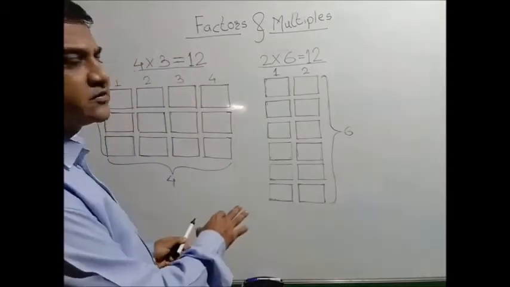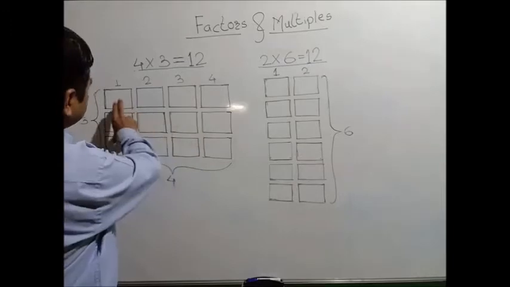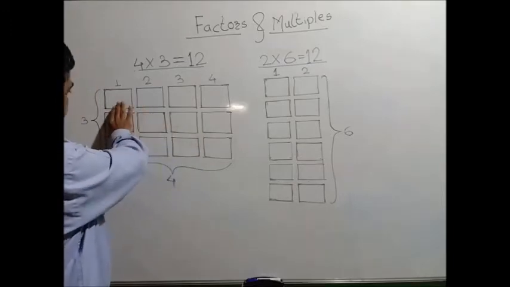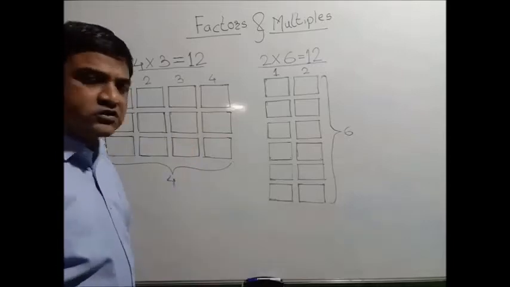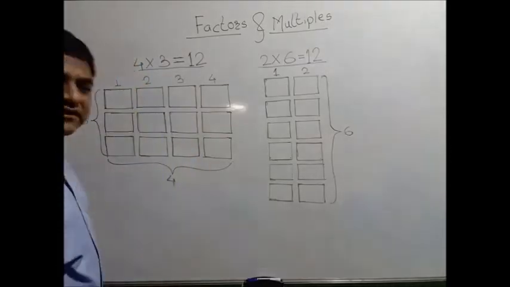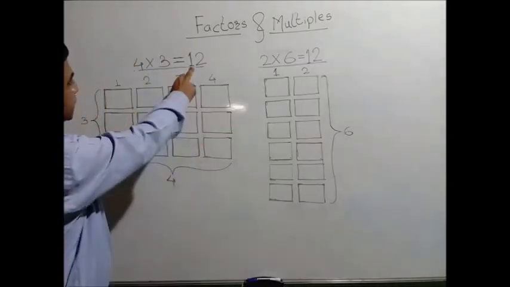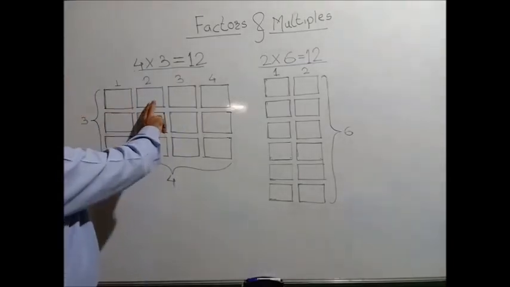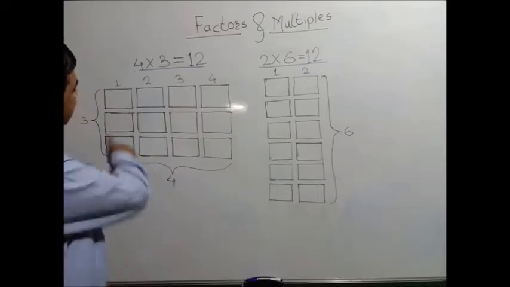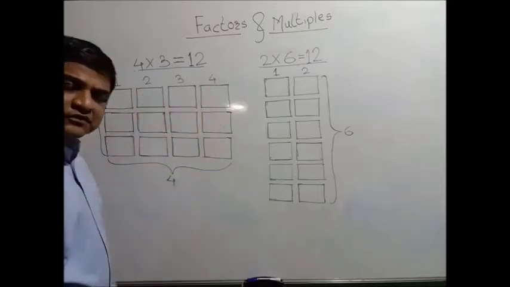You can take it this way also. If I repeat 3 for 4 times, first 3, second 3, third 3, fourth 3, so if I change the position of 3 and 4, it will not change the multiplication. See, 3 blocks, 3 blocks, 3 blocks, 3 blocks. Entirely, they make 12 blocks.